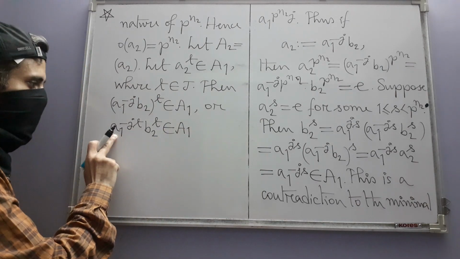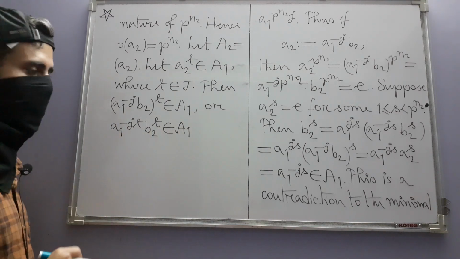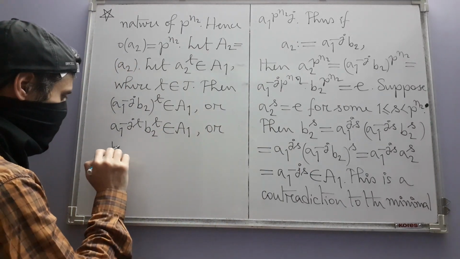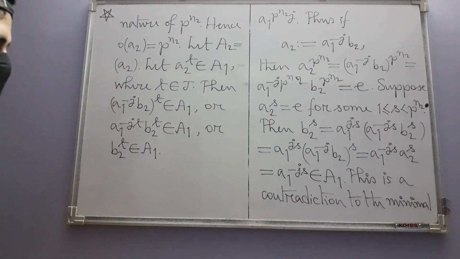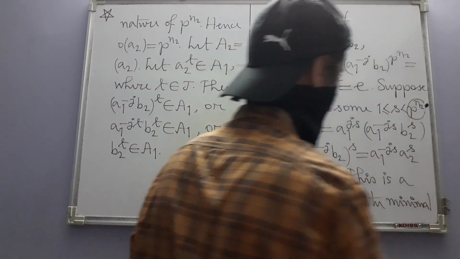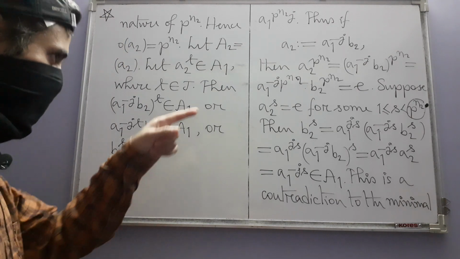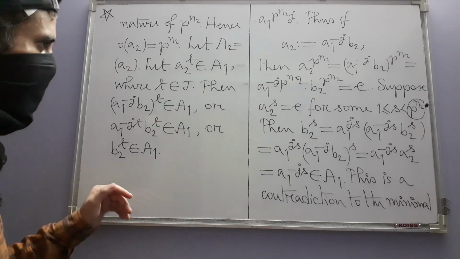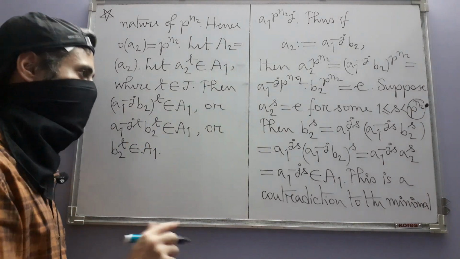However, this power of a1 already belongs to capital A1 because capital A1 has small a1 as a generator. So we can further write b2 to the power t belongs to A1. But again, the smallest exponent for which the corresponding power of b2 belongs to capital A1 is p to the power n2, the smallest positive exponent. And that smallest nature of p to the power n2 makes t divisible by p to the power n2.